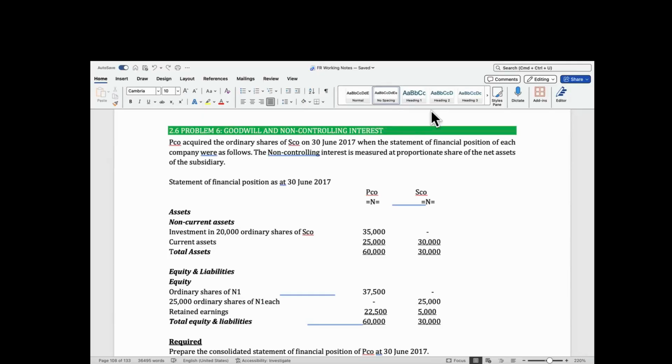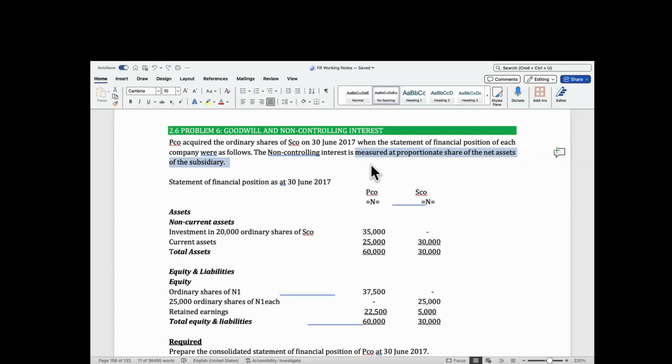Now, let's quickly proceed with further questions. Now, for this question, we'd see that Pico acquired ordinary shares of ESCO on 30th June when the statements of financial position of each company were as follows. Now, they told us that the NCI is measured at proportionate share of the net assets of the subsidiary.